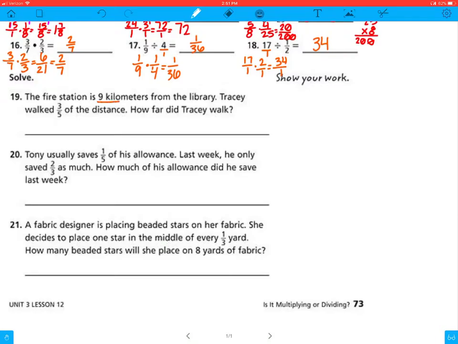A fire station is 9 kilometers from the library. Tracy walked 3/5 of the distance. How far did Tracy walk? So 9, and I'm going to multiply by 3/5. And remember, 9 is like saying 9 over 1. So I multiply straight across. I get 27 over 5. I could say she walked 27/5, or she walked 5 2/5 kilometers. And that's my final answer. Notice I have my equation, which I included, and I have my answer with the label.